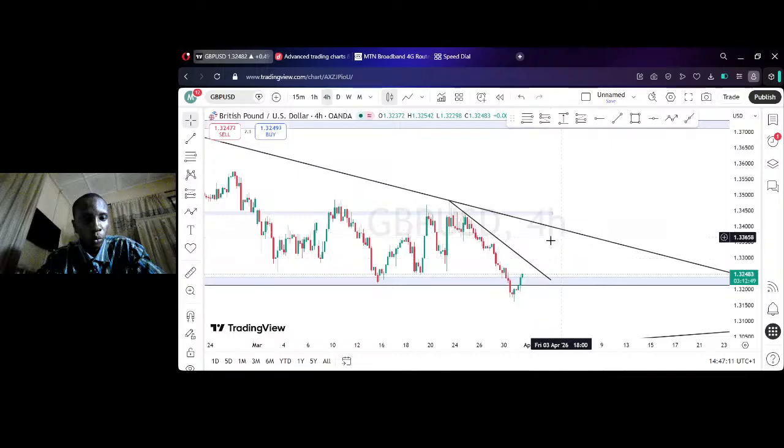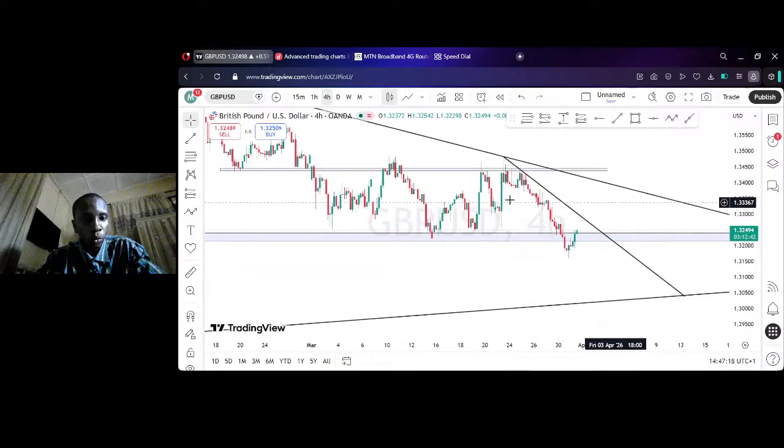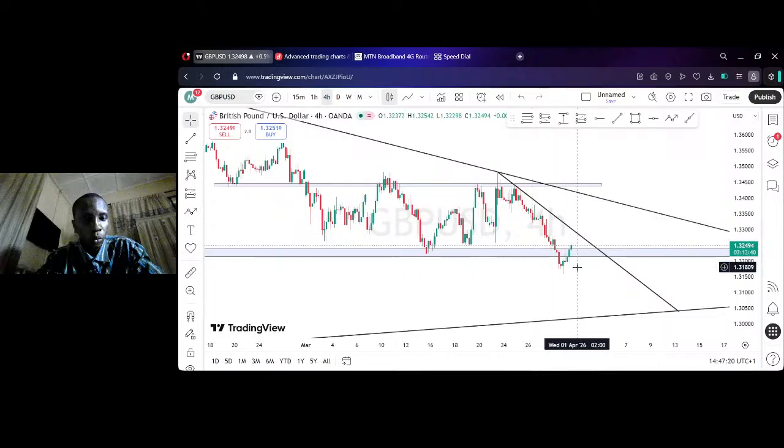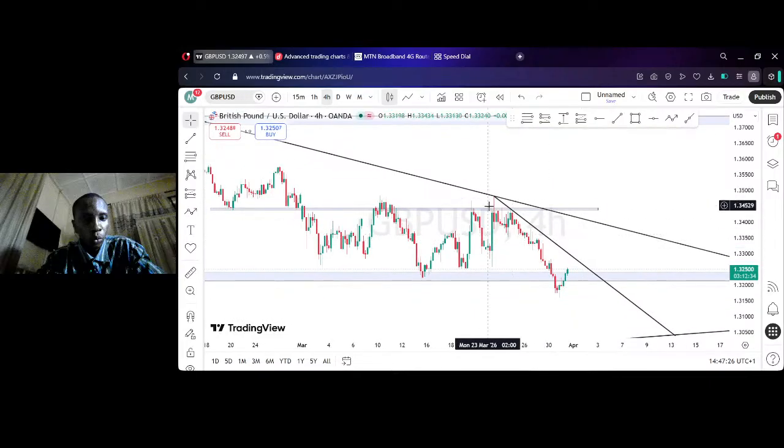attempt this level again. But for now, in as much as price is still trading beneath this trend line right here, we might still be bearish. Price will still be selling to the downside. So as it is now, we have the first touch point on the trend line, we have the second touch point. Price is coming to attempt it.